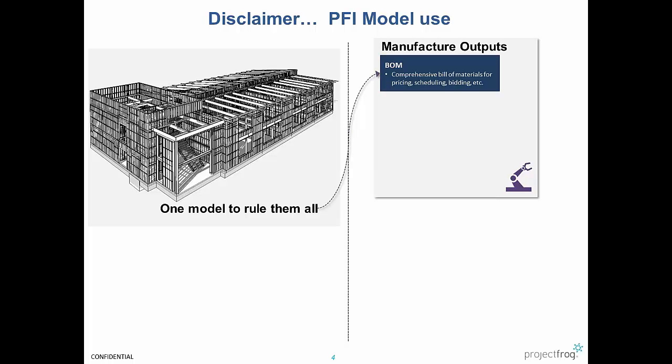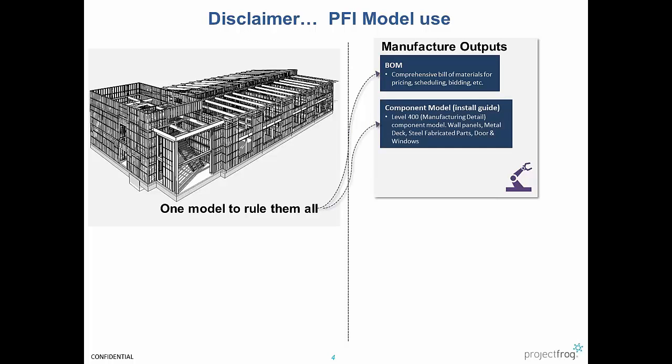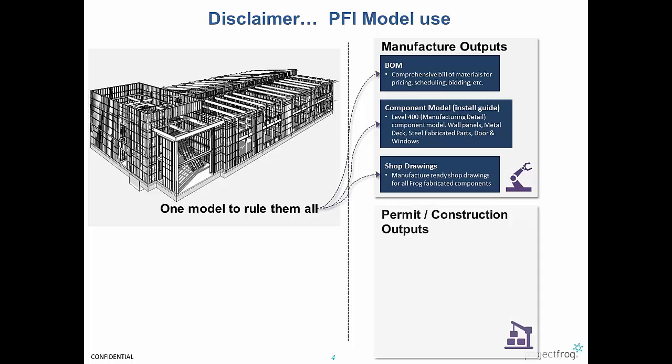So we create a model that's about a level 400. But at this point, our model right now is creating a bill of material. It's creating what we call a component model, which is like an install guide. Imagine getting a new outdoor piece of equipment that requires assembly, and you've got an exploded view. We create an exploded view of our building to show the installer how to install, panel by panel by panel. So it's very similar to a construction sequence for Navisworks, but we do it in just an exploded view. Also, we are extracting our shop drawings out of this as well. And then we additionally create permit sets.